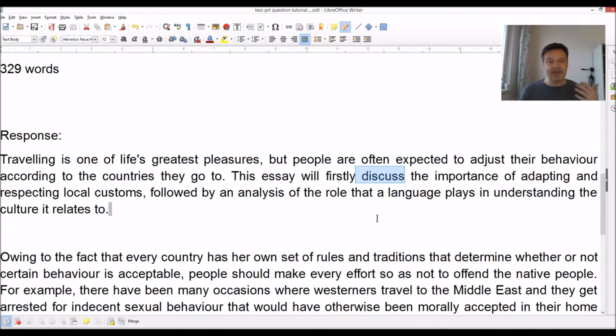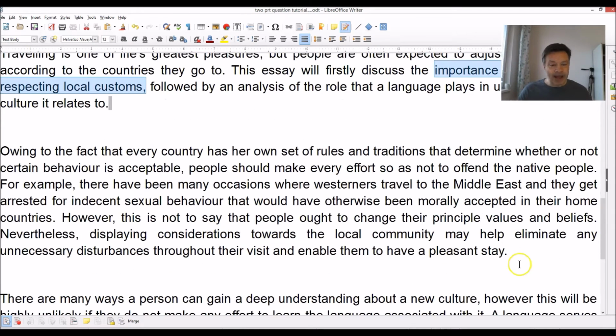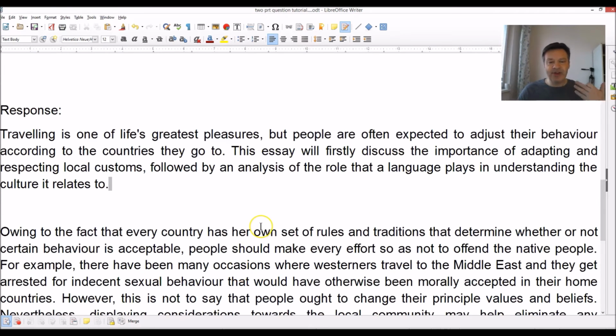It says, this essay will discuss main idea 1, the importance of adapting and respecting local customs. So that's the main idea, which is for paragraph 2, good. But there's no clearly expressed opinion. And we don't want a discussion. We want you, well, the author, to tell us, the readers, what they think exactly. So it doesn't quite do that.